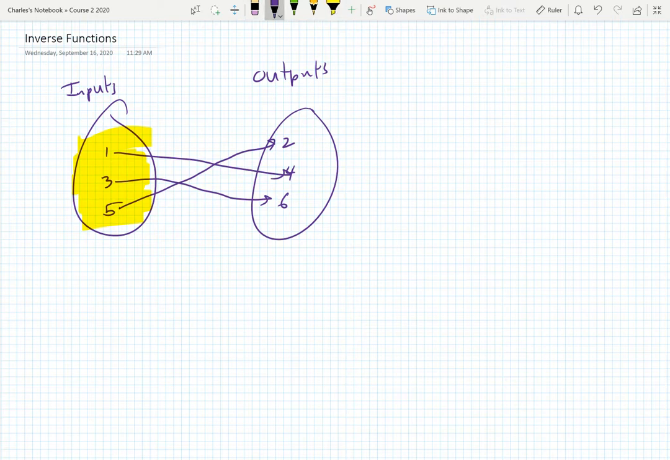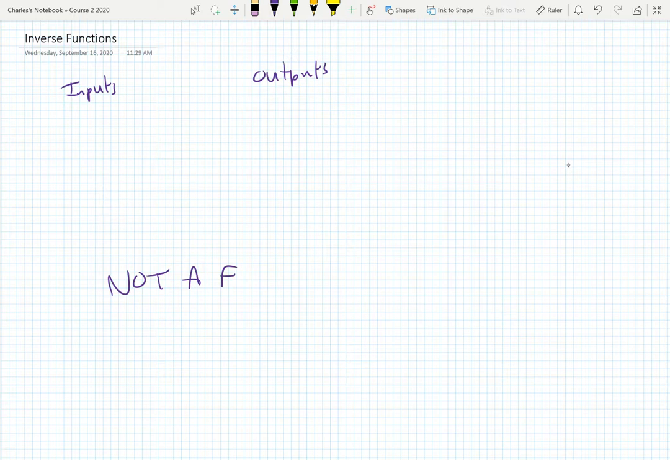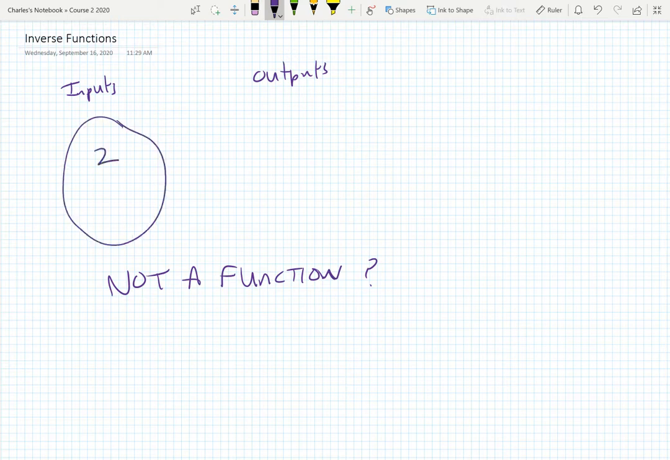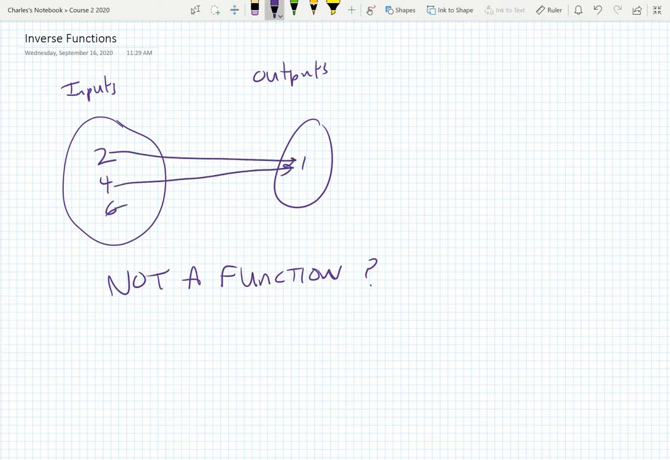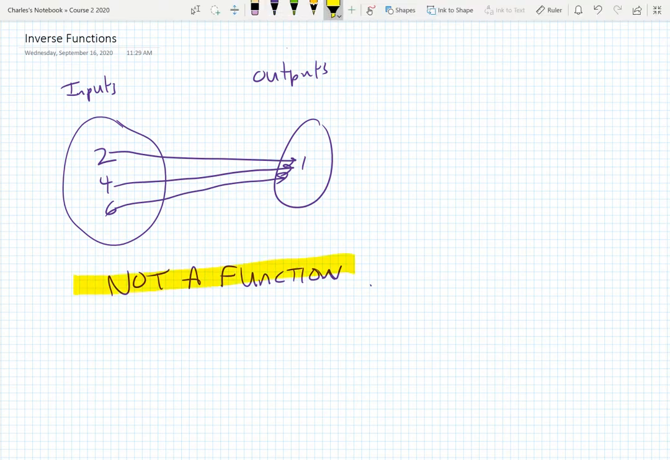I think the thing that you want to understand is what's not a function. I'm not saying that this is not a function, but what would an example of something that's not a function look like? Well, if I had, let's say, inputs like 2, 4, and 6, and an output of 1, and 2 spits out 1, and 4 spits out 1, and 6 spits out 1. This is not a function. This is not a function because there is not exactly one output for every input.